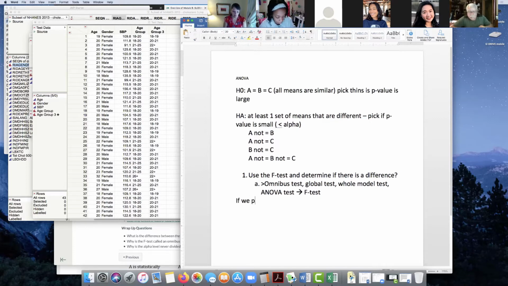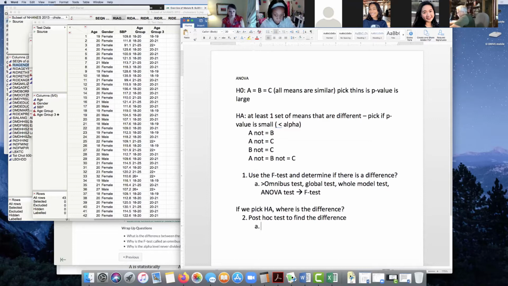If we pick HA, then we want to know where is the difference. You guys are not going to be tested on this. You don't have to do this for your data briefs, but you should be aware that there's a couple of options. This is where we do a post hoc test, which means an after test, to find the differences. There's a couple of tests that you'll hear. One is Bonferroni, and the other that we're going to talk about is Tukey's, not turkey, Tukey's HSD, and there's a couple of other specific tests.